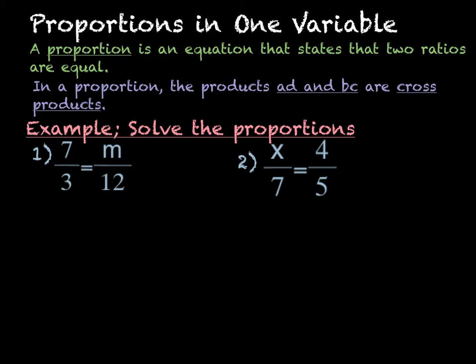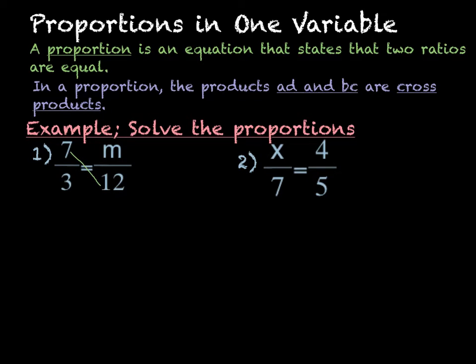Now we are going to discuss proportions in one variable and how to solve them. A proportion is an equation that states that two ratios are equal to each other. In a proportion, the products A times D and B times C are cross products. So, for this example, if we're going to use a cross product, we multiply across.